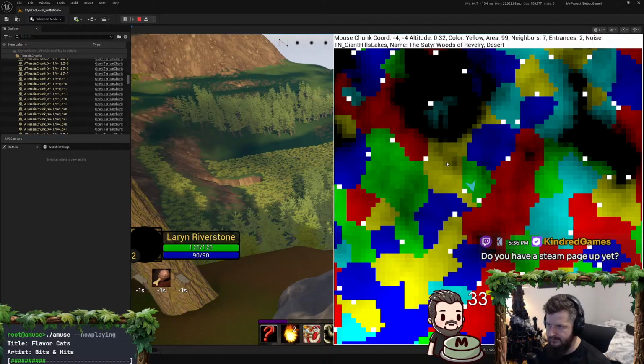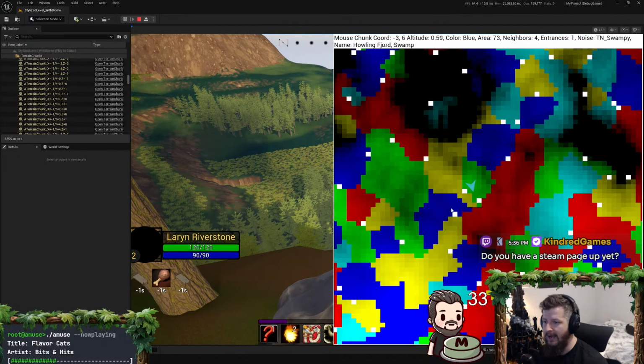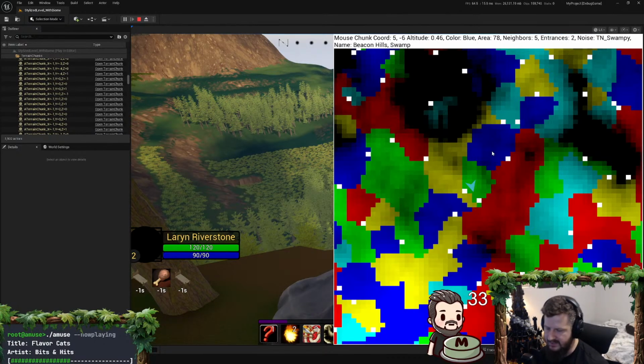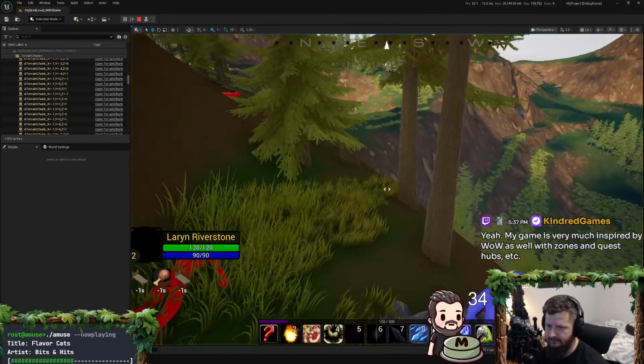We got Beacon Hills, the Satyr Woods of Revelry, Labyrinth of Illusions is the zone I'm in, apparently. These are all AI generated names too. Armor of Invincibility is apparently, oh, Howling Fjord, perfect. A WoW zone name got generated by the AI. Howling Fjord, which is a swamp. Festering Bog, Lightwood Thicket. Each of these will be different biomes, but we only have two biomes going right now.